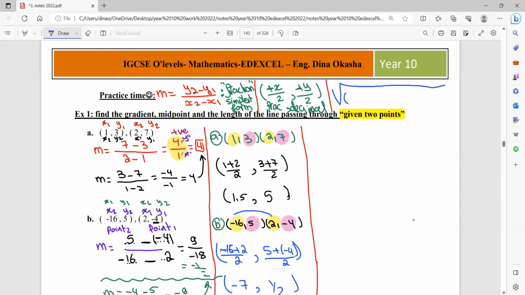Now these rules that we discussed today, some students ask me, "Miss, do we have to memorize these rules?" Actually, yes, you have to memorize them because they are not written in the formula sheet in your final exams. So this is the last rule of the day, which is the distance rule or the length rule.